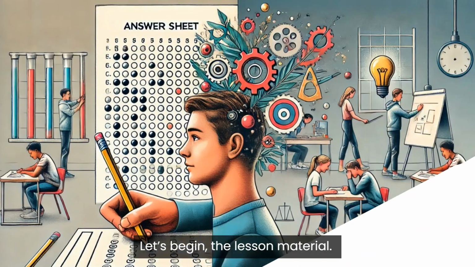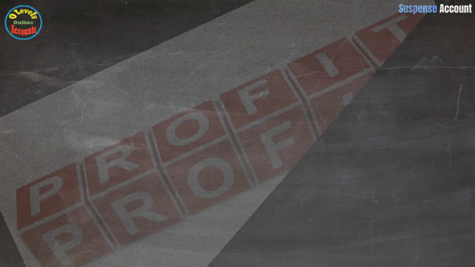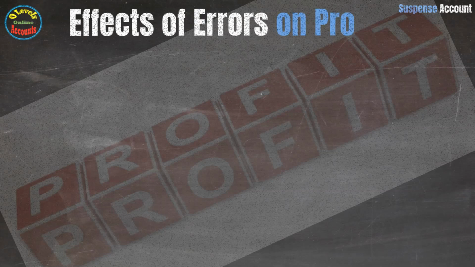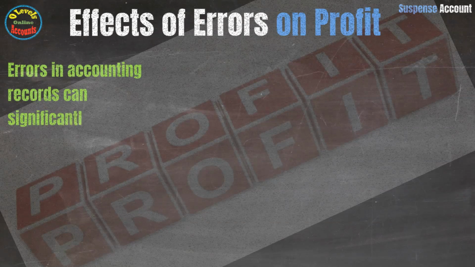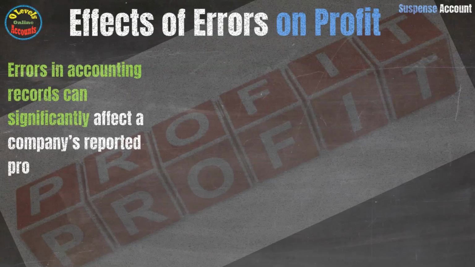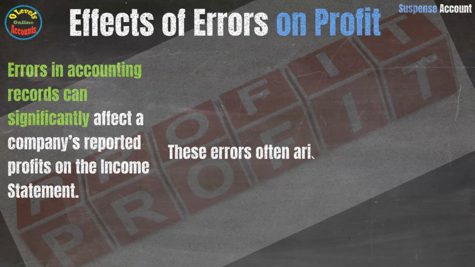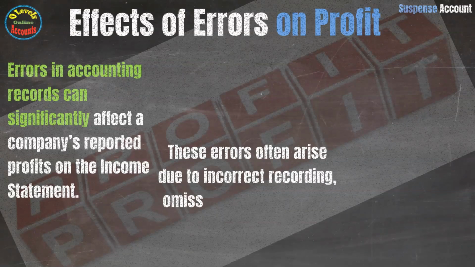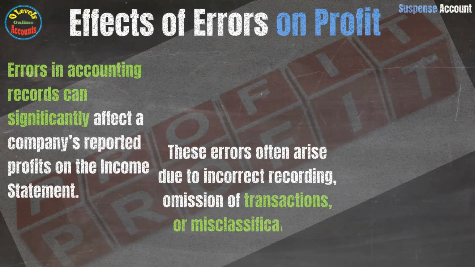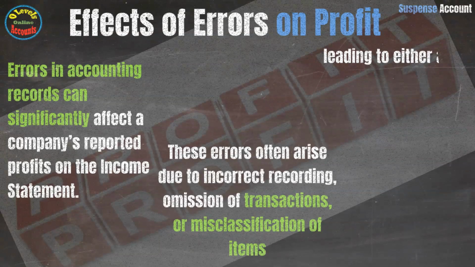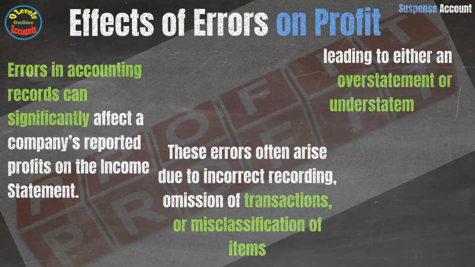Let's begin the lesson material. In this slide, we will discuss the effect of errors on profit. Errors in accounting records can significantly affect a company's reported profits on the income statement. These errors often arise due to incorrect recording, omission of transactions, or misclassification of items, leading to either an overstatement or understatement of profit. Let's break down how these errors can impact profit on the next slide.